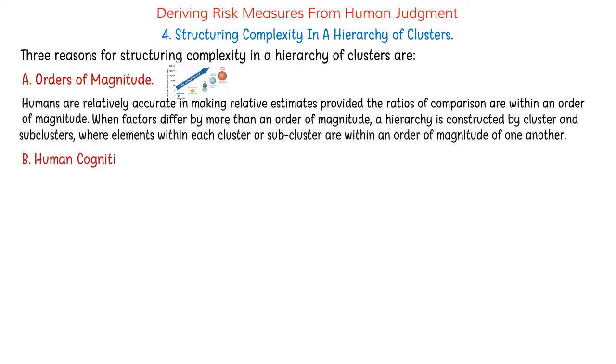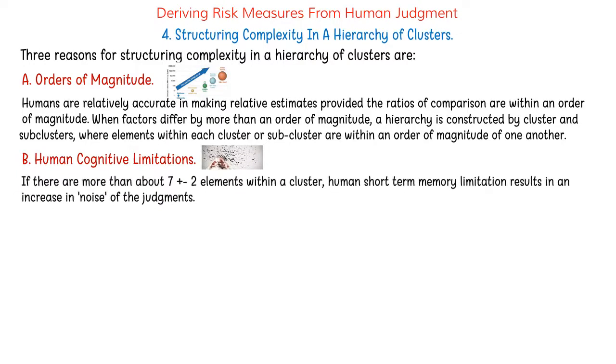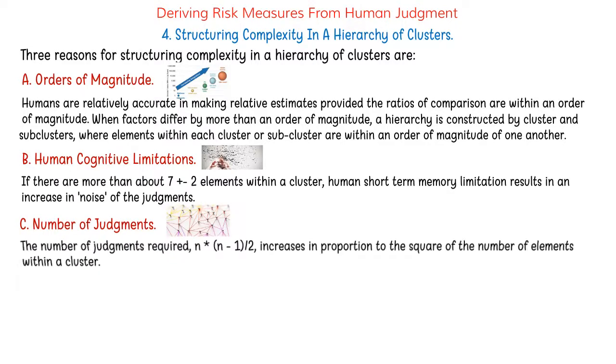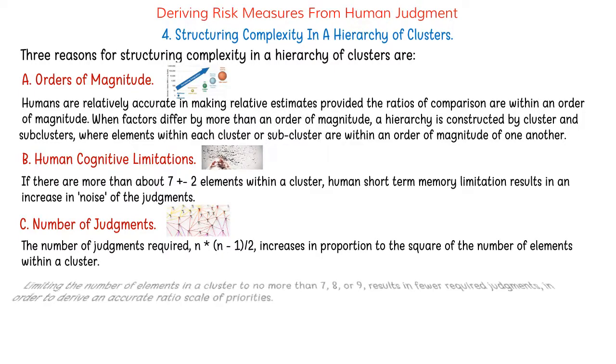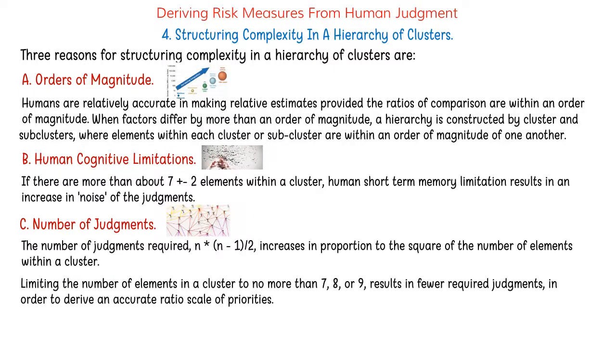B. Human cognitive limitations. If there are more than about 7 plus or minus 2 elements within a cluster, human short-term memory limitation results in an increase in noise of the judgments. C. Number of judgments. The number of judgments required, n times (n minus 1) divided by 2, increases in proportion to the square of the number of elements within a cluster. Limiting the number of elements in a cluster to no more than 7, 8, or 9, results in fewer required judgments in order to derive an accurate ratio scale of priorities.